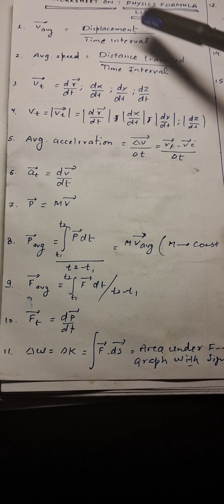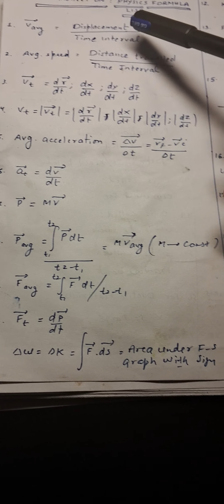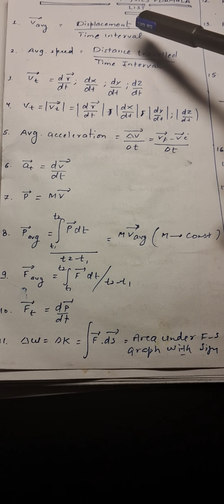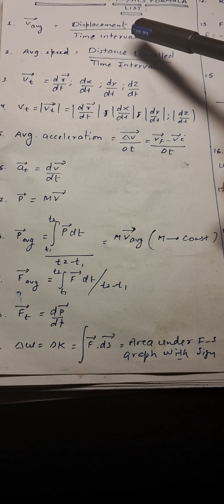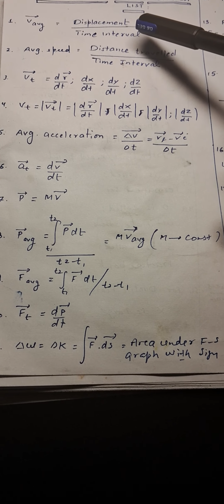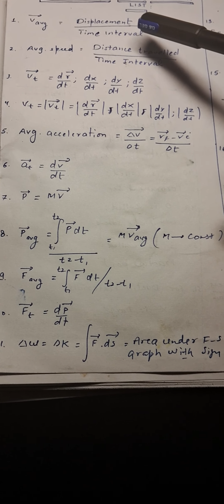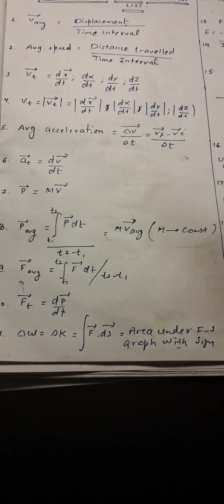It is basically a vector quantity, and average velocity is along the direction of displacement, and it is inversely related to the time interval. That means the larger the time interval for a constant displacement, the lower will be the velocity. So this we can conclude using this.